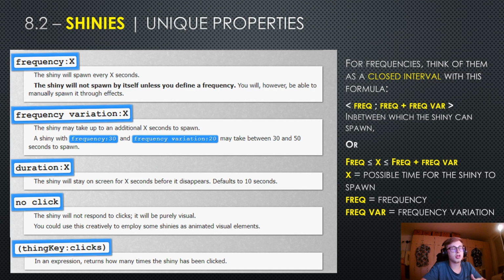Now frequency might be a little bit more confusing than other properties we have covered so far. So for frequencies, think of them as a closed interval with this formula, where the start point is the frequency that you set and the end point is the frequency plus the frequency variation added onto it, and in between this interval, right, the shiny can spawn. Or if you are less familiar with intervals, you can maybe think of it like this, where frequency is less than or equal to x, which is less than or equal to frequency plus the added frequency variation. And x is of course the possible time for the shiny to spawn.